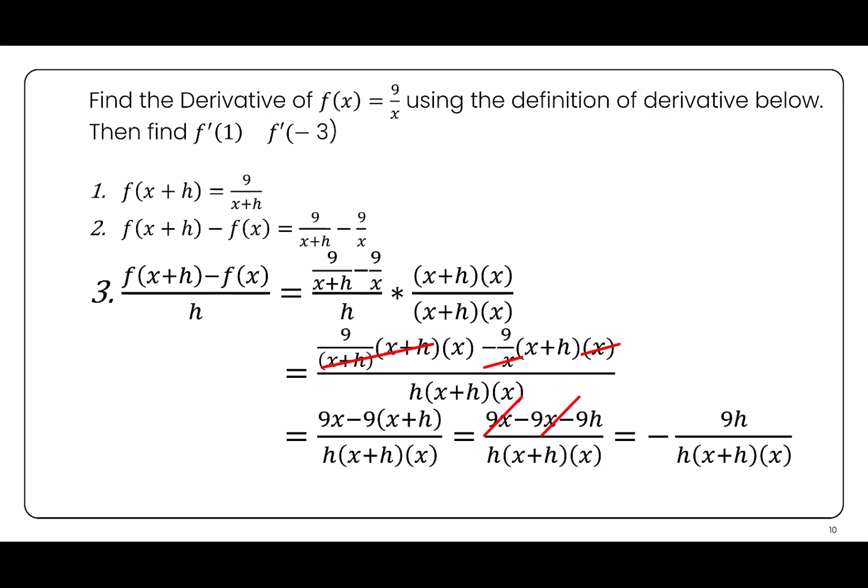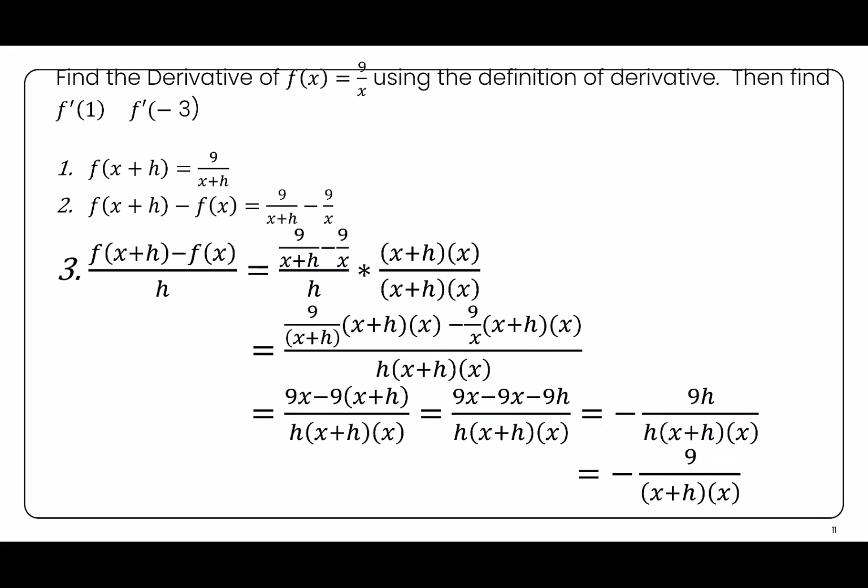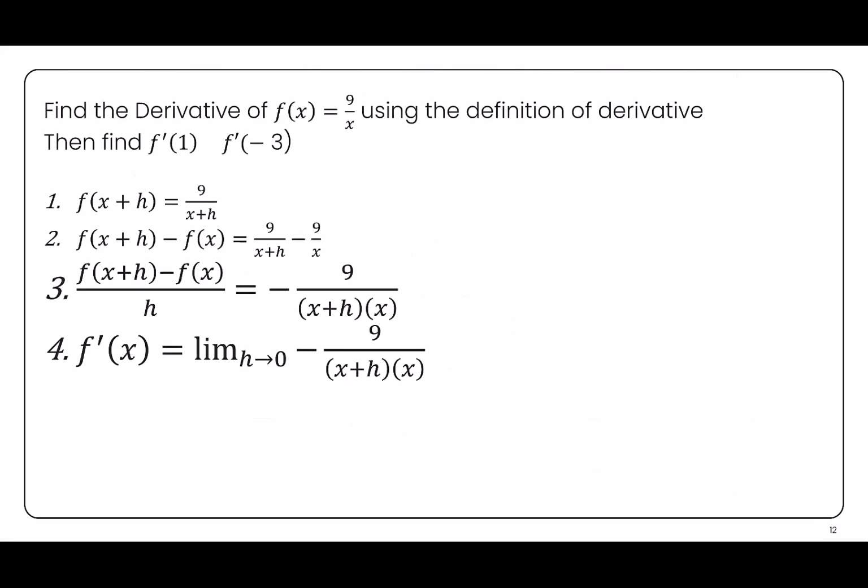We have one more step we want to do before we head over to step number 4, and that is to cancel our h's. This is a crucial step because it gets rid of our factor of 0 in the denominator. So the h's cancel out. I now have negative 9 over x plus h times x. We'll grab this and we'll put this into step 4, which is using the limit as h goes to 0.